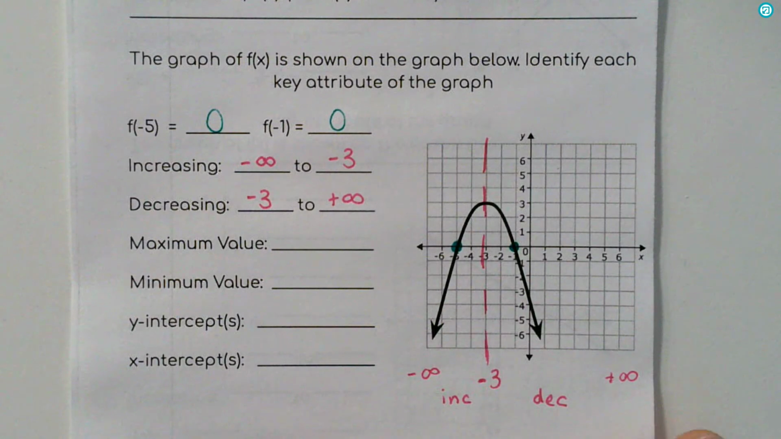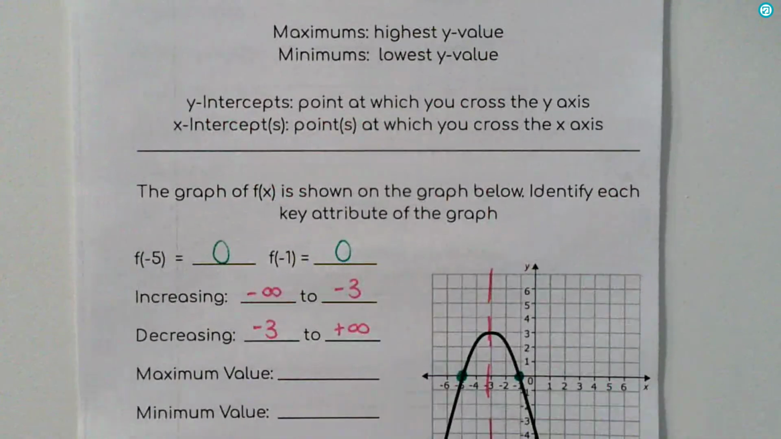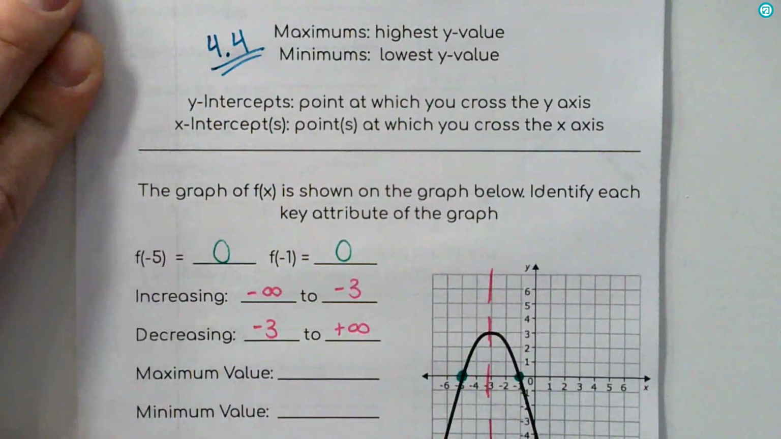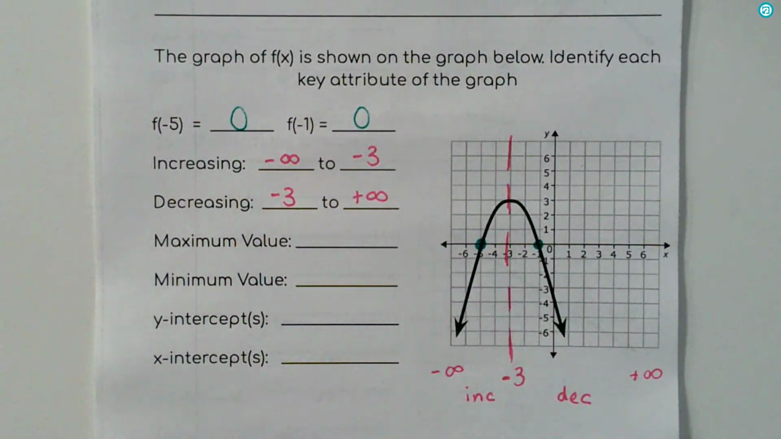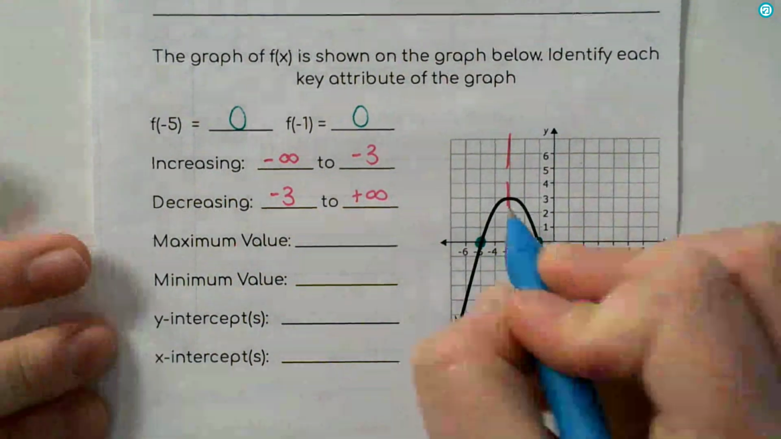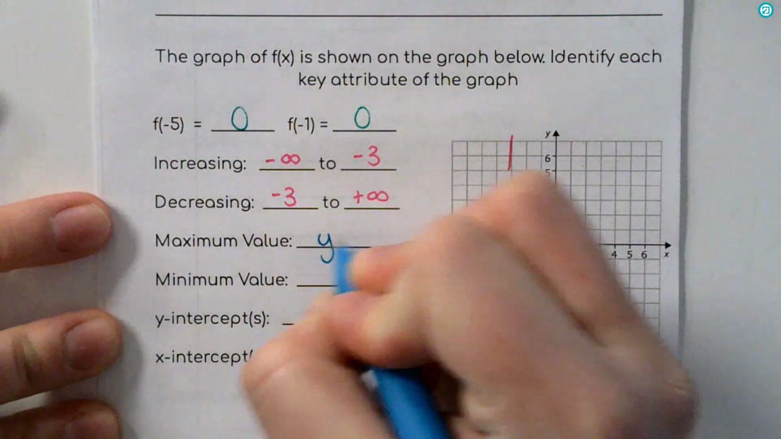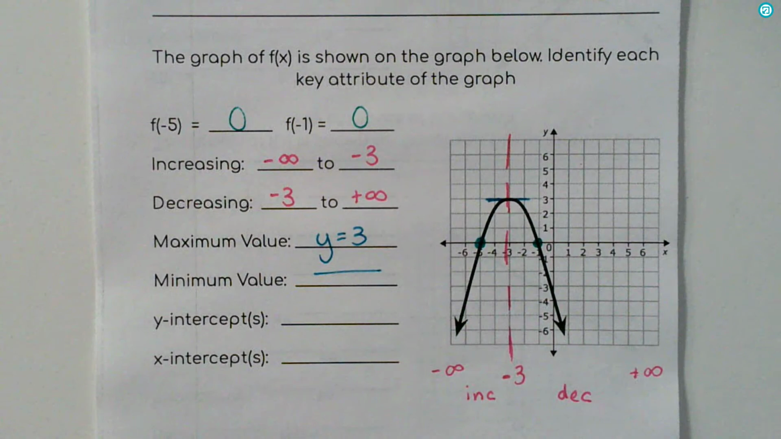All right. Next thing that we are going to look at is maximums and minimums then. We did maximums and minimums in 4.4. Your maximum is a high y value and your minimum is a low y value. Looking at this graph down here, does it have a high point or a low point? A high point. So it's going to be right here. It's at that switching point. But now that we're talking about maxes and mins, we want to know the y value of that. So our maximum value is y equals 3. And then we're going to mark off minimum. You're not going to have both. You're either going to have one or the other, or sometimes neither.